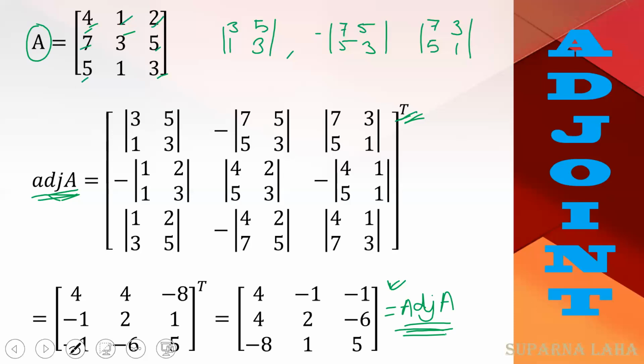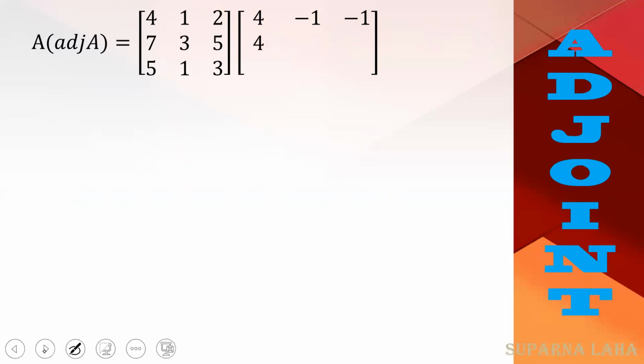Now we talk about one property for determinants. Earlier we found a property: adjoint A times A, and A times adjoint A, is given by determinant A times the identity matrix, right? So let us check whether this property holds for this matrix or not. So A into adjoint A, this matrix A into adjoint A.